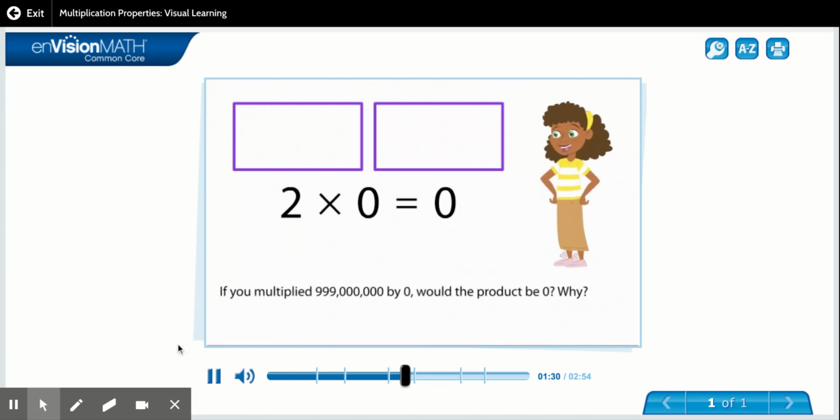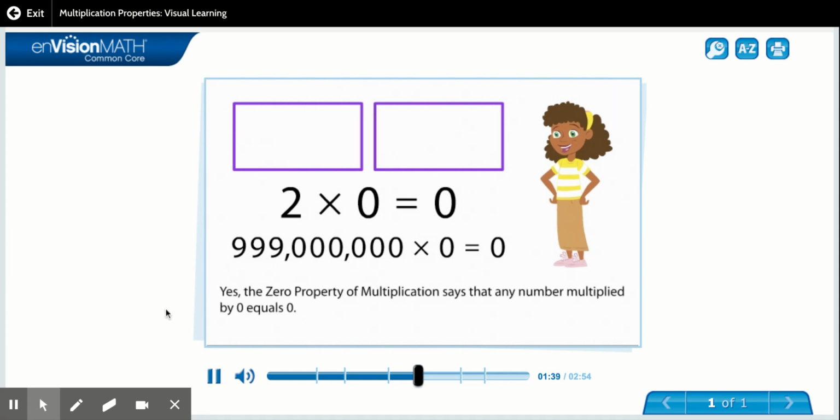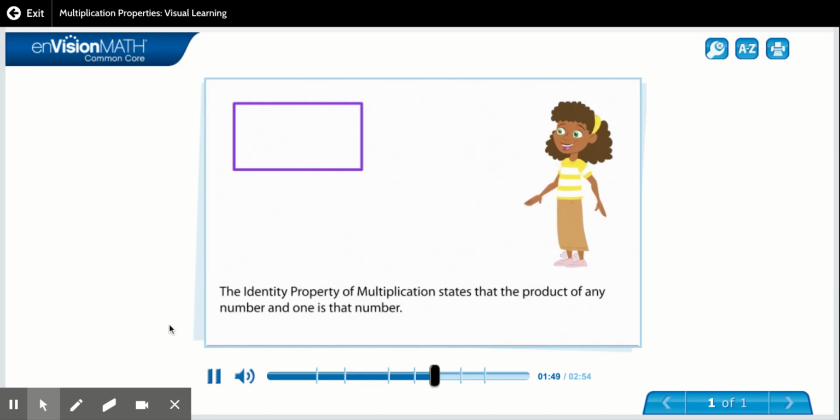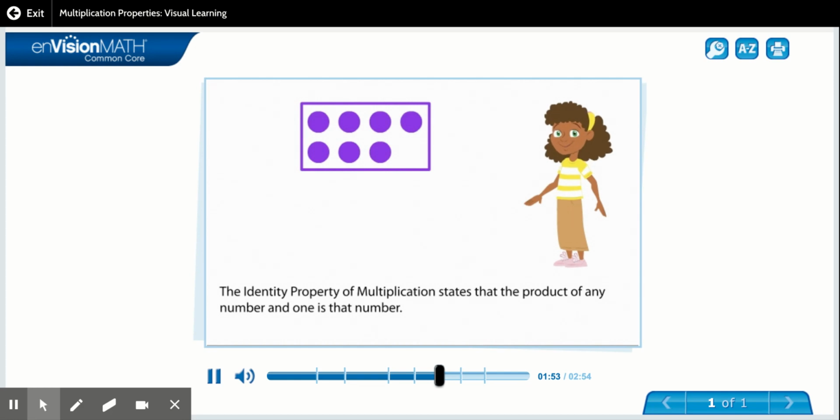If you multiplied 999 million by 0, would the product be 0? Why? Yes, the zero property of multiplication says that any number multiplied by 0 equals 0. The identity property of multiplication states that the product of any number and 1 is that number.